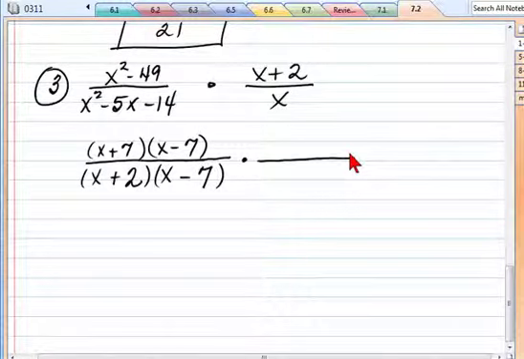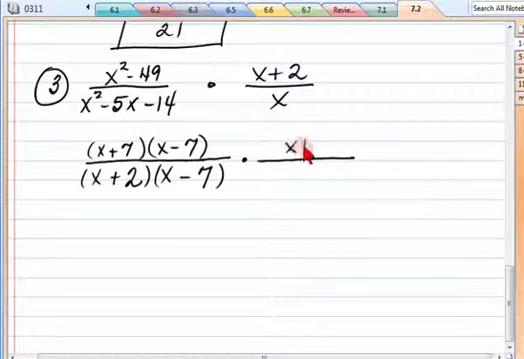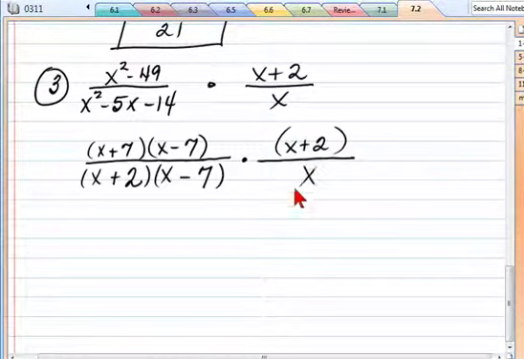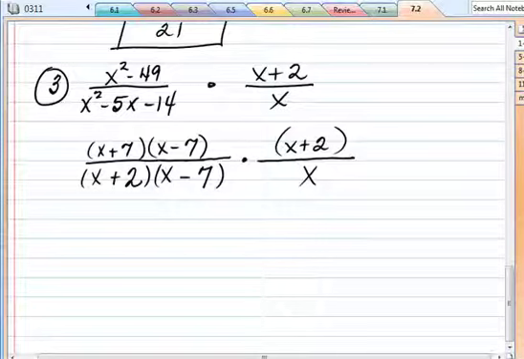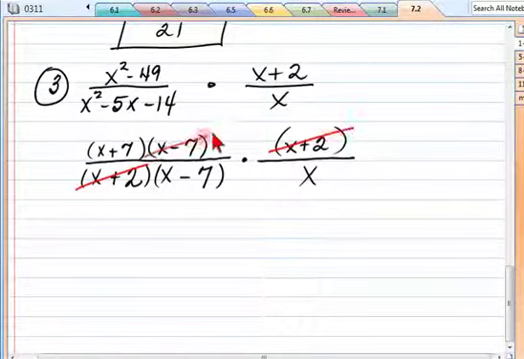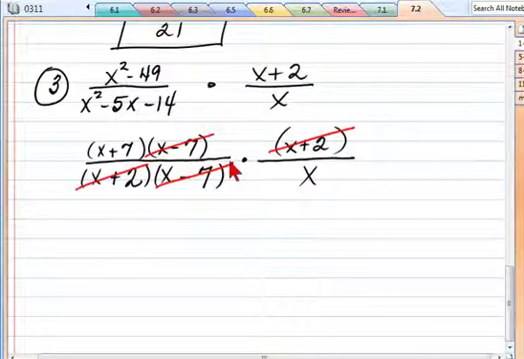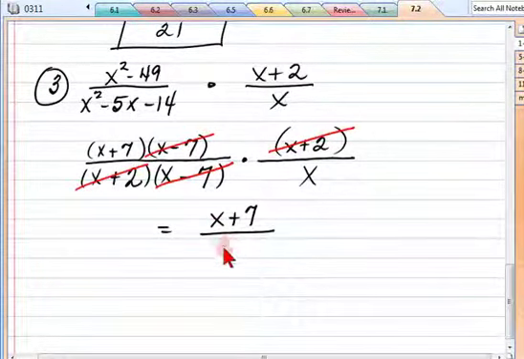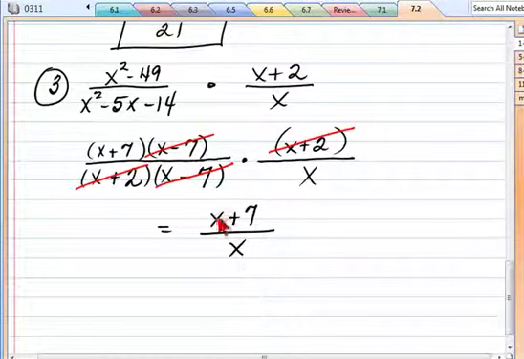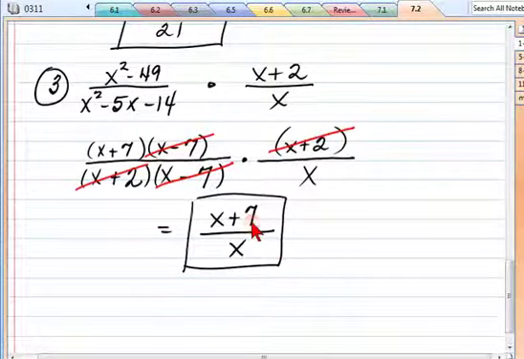The second fraction, I don't think there's anything we can factor. x plus 2 can't be factored, and good old x can't be factored. So what do you see as common factors? I hear x plus 2, and I heard x minus 7. So what are we left with? The numerator is x plus 7, and it's over x. Okay, go ahead and mark out the x's now. No. Tell me no. That x belongs to the plus 7. You can't touch part of it without touching all of it.